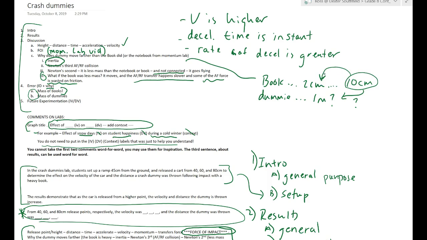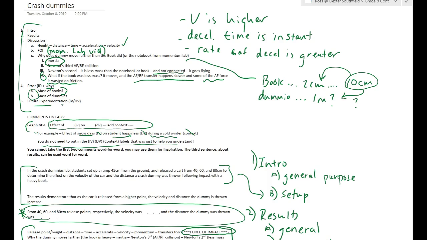Now, just like in the momentum lab where we hit that really hard part of explaining the force of impact and the transfer of force, this is now the really hard part of the crash dummies, explaining this piece here. That not only is it just inertia, and not only is it just that the dummy's not connected, but because the dummy's not connected, and because the book is relatively heavy, the dummy goes flying. If the book was a little bit lighter, maybe the dummy wouldn't go flying quite as far. That might be an interesting future experimentation.